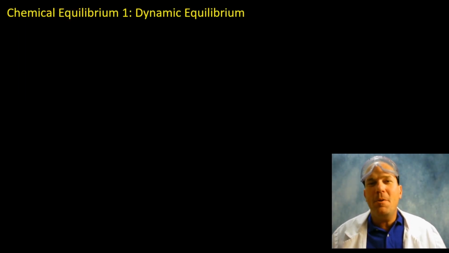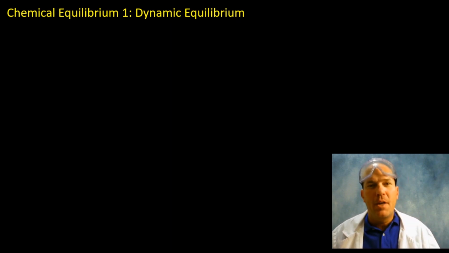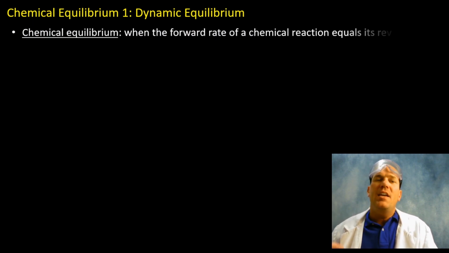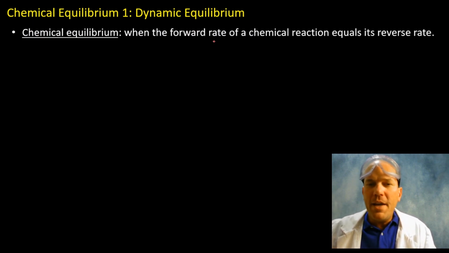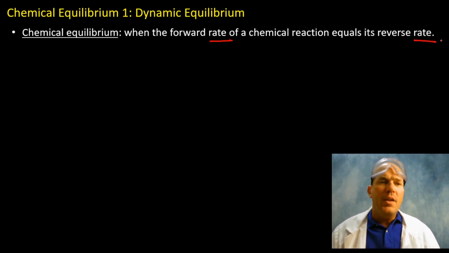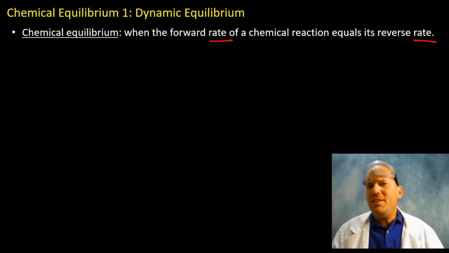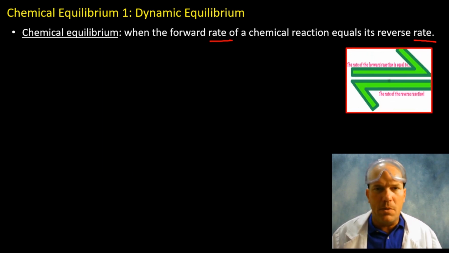In Chemical Equilibrium 1, we're going to discuss dynamic equilibrium. Now, chemical equilibrium is defined as a state in which the forward rate of a chemical reaction is equal to the reverse rate. Dynamic implies changing, fluctuations, and that's exactly what is occurring in dynamic equilibrium. Now, equilibrium is denoted with the following symbol.